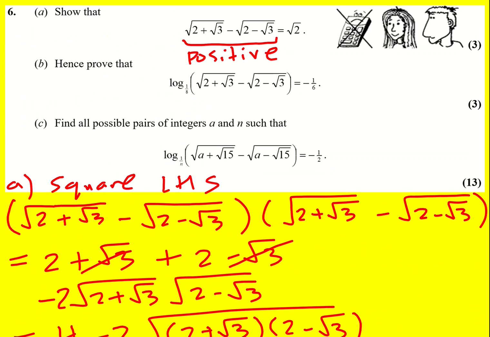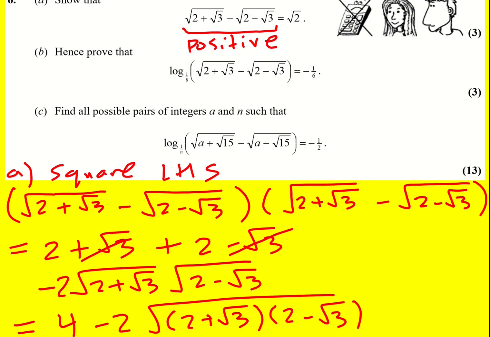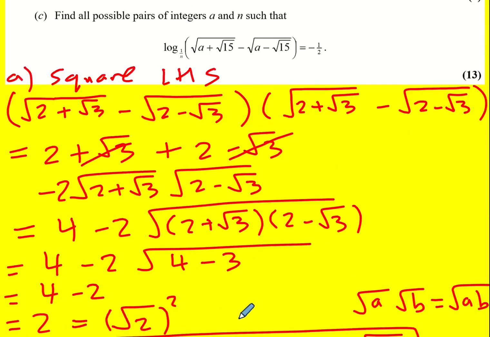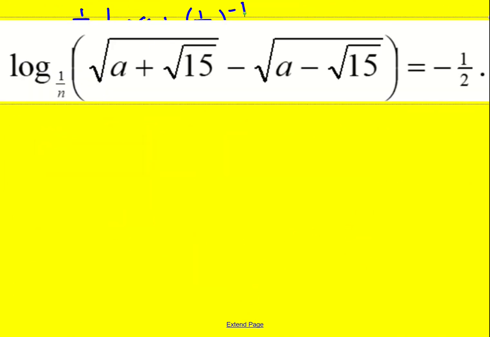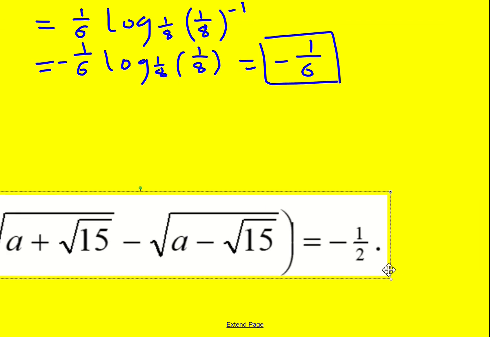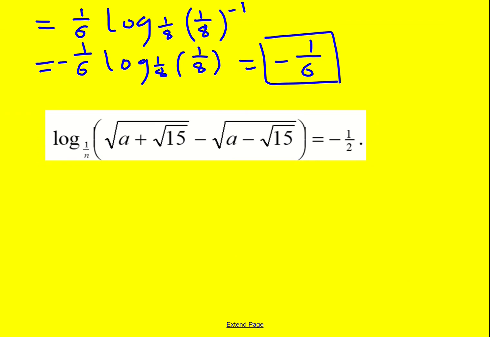Finally, let's deal with part C, which is by far going to be the most challenging part. 13 marks for this bit here. So find all possible pairs of integers a and n such that this is true. Now we've been given some hints there. We've seen that you can simplify these surds, and so it makes sense, first of all, to try and deal with that. And we can do that by squaring it.